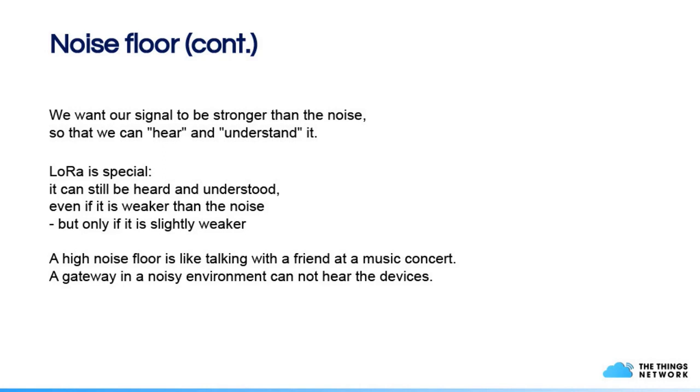For communication to be successful, the receiver needs to be able to hear and understand the transmitter. Imagine you and a friend talking to each other at a music concert. There is a lot of loud music, which is background noise for your conversation. It's quite difficult to hear each other, and normally you will start to shout at each other. It's the same with radio. The signal needs to be strong enough to be heard above the noise. A gateway in a noisy environment cannot hear end devices. LoRa is, however, special, because it can be heard and understood even if the noise is louder, but only if the noise isn't too much stronger than the signal.